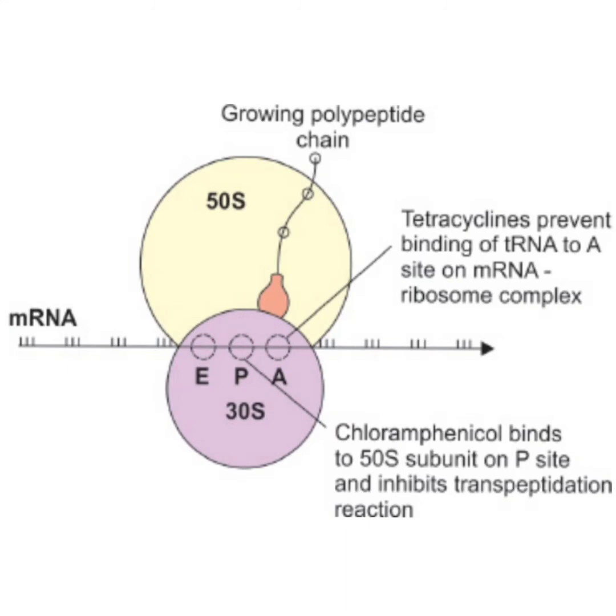Here in this image you can see where the tetracyclines affect. They prevent the binding of transfer RNA to the A site on the messenger RNA and the formation of the ribosome complex. Whereas the chloramphenicol binds to the 50S subunit on the P site and inhibits the transpeptidation reaction.